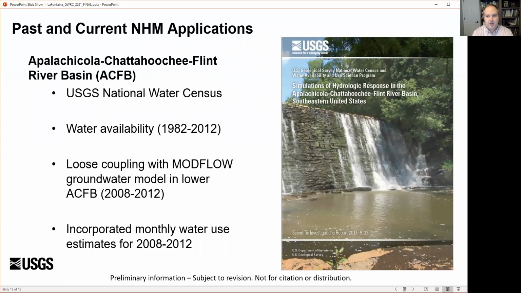Now looking at some applications out of the NHM over the past 6 to 7 years as we've developed these tools.